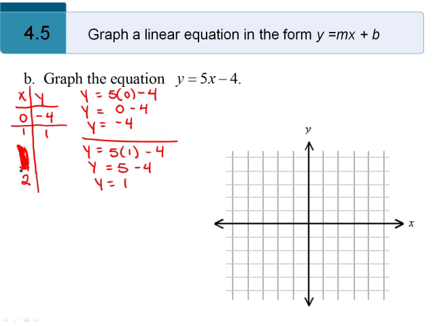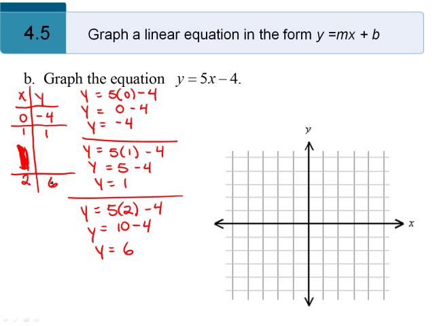Now skip my screw up there, come down to 2. All right, so if x is 2, we have 5 times 2 minus 4. So that's 10 minus 4, which is going to give you 6, which is going to go off our grid, but we're going to fake it. Don't worry, we'll figure it out.